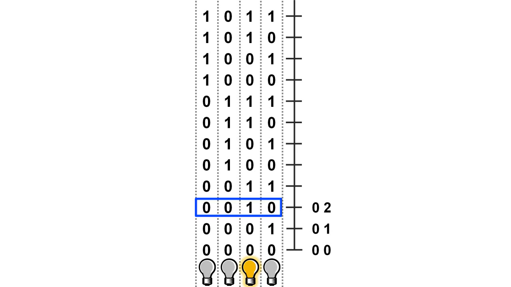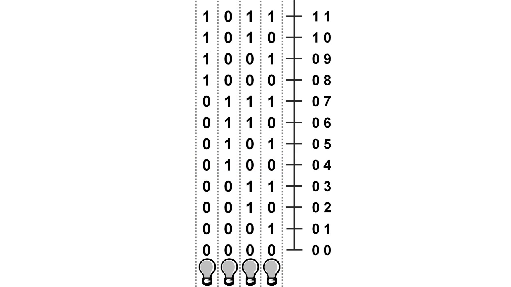This means that we have to count up a little differently than we do when we use decimal numbers. 1 1 is 3 in decimal because it's the third binary number. 1 0 0 is 4, and on and on and on. In fact, let's make this easier. When only one light bulb is on, let's write the decimal number that it represents on the light bulb itself.